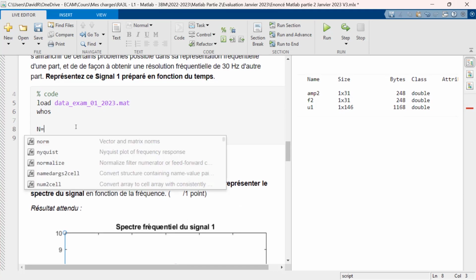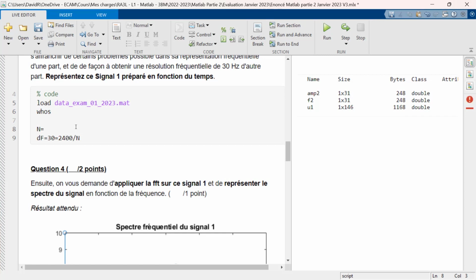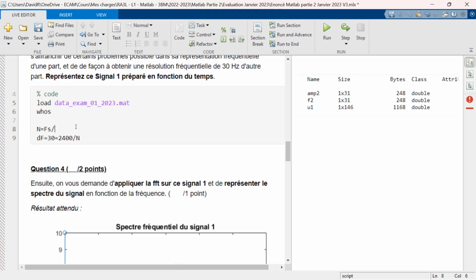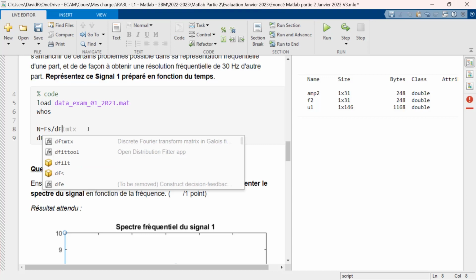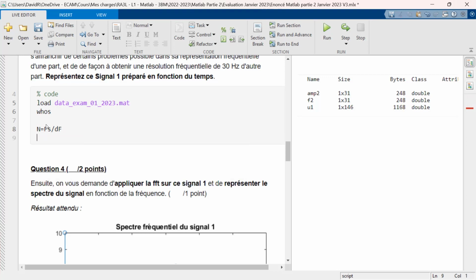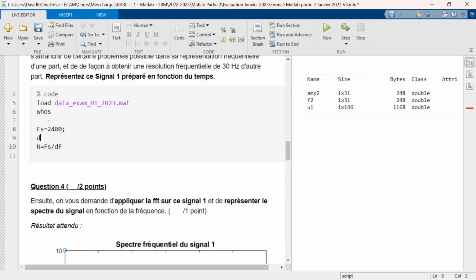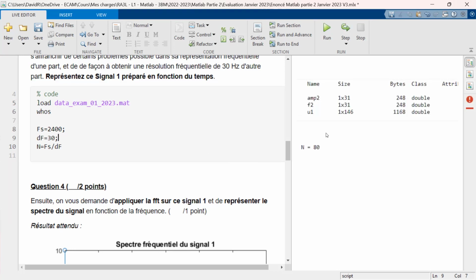Donc n, le nombre de points qu'il va falloir garder pour respecter la contrainte de la résolution fréquentielle qui nous est donnée, est égal à fs divisé par df. Et donc, on va fournir les données à la base : fs qui est égal à 2400 Hz, la résolution fréquentielle qui nous est imposée ici, qui est de 30 Hz, et qu'est-ce que ça nous donne comme information ? Ça nous donne comme information qu'il va falloir garder 80 données.